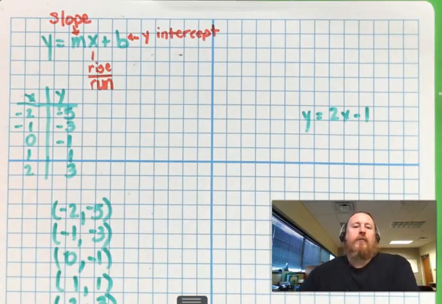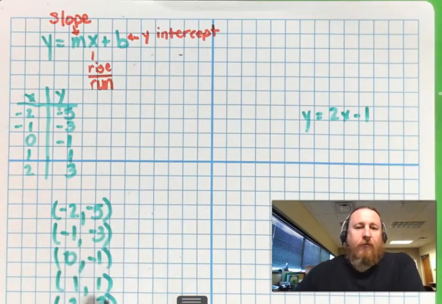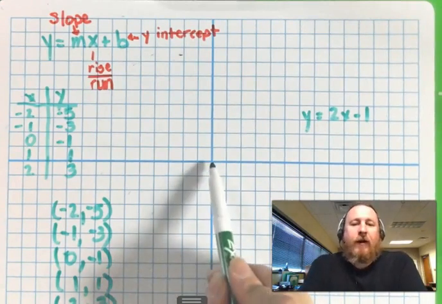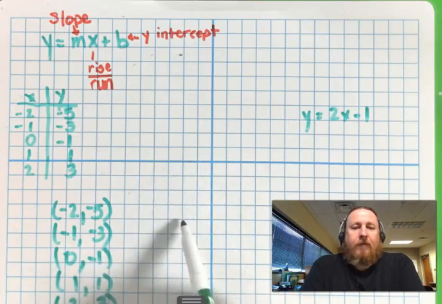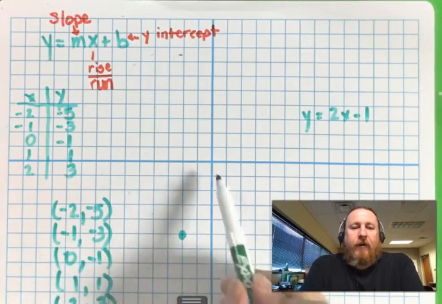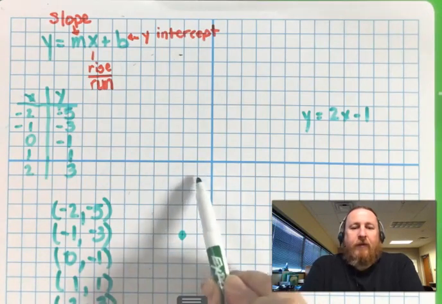So now we will take our plotted values on the table and turn them into ordered pairs of -2, -5, -1, -3, 0, -1, 1, 1, and 2, 3, and we will turn those into plotted points. So first we're going to graph -2, -5. Then we are going to graph -1, -3.